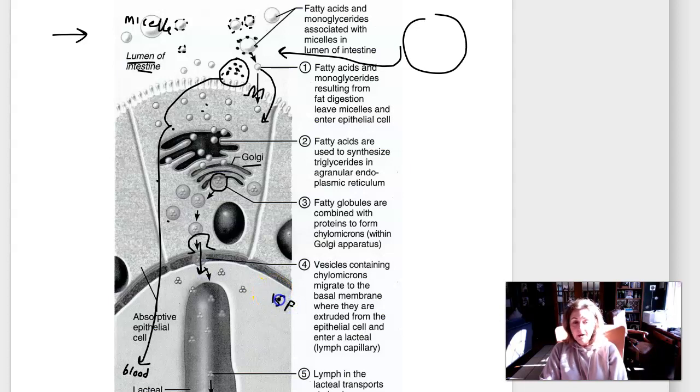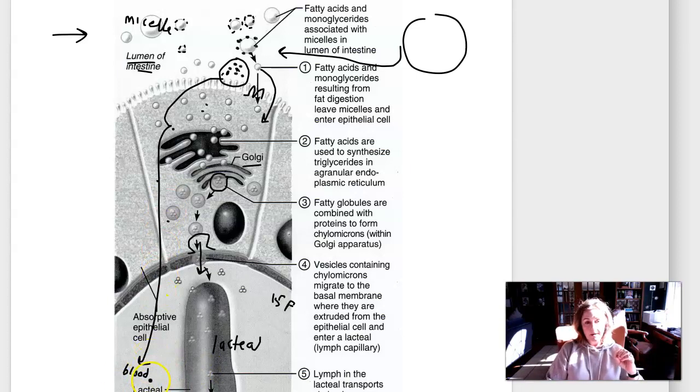Now, the chylomicrons are going to be absorbed by the lacteal. Okay, so this is the lacteal. This is not a blood vessel. So in other words, the fats will be absorbed by the lymphatic system. And the reason for that is kind of what we were talking about over here.